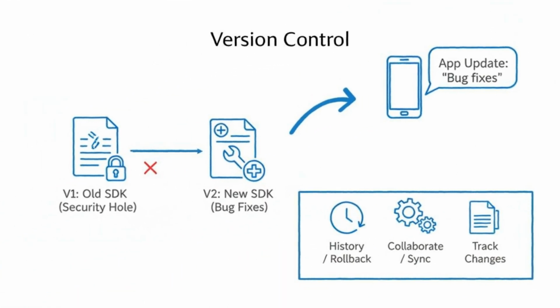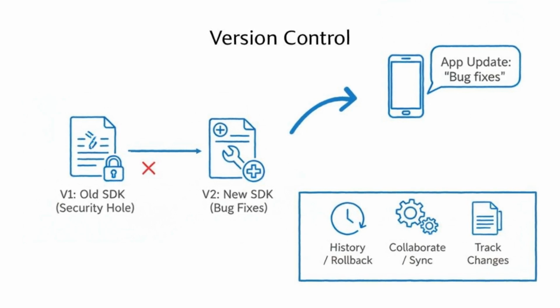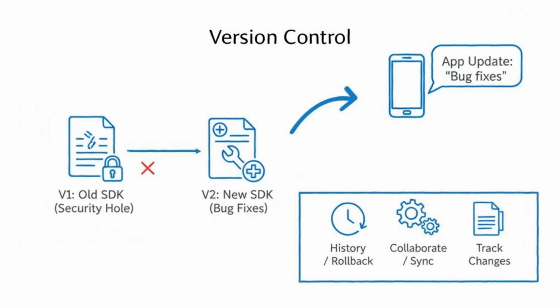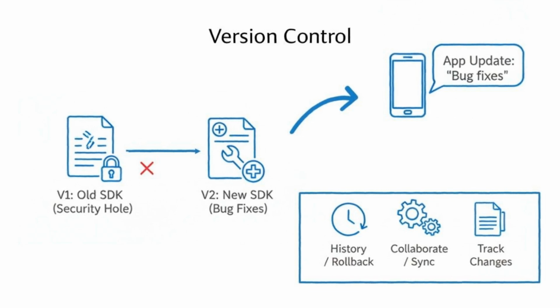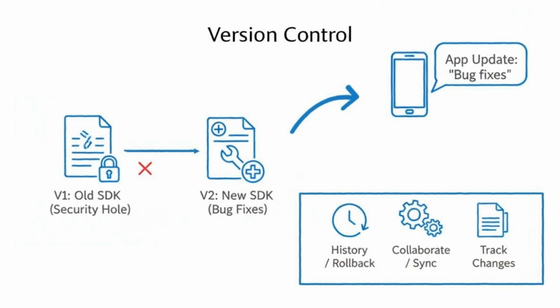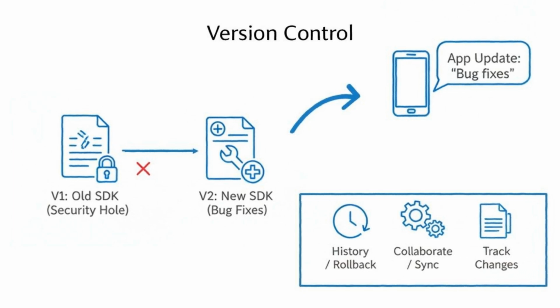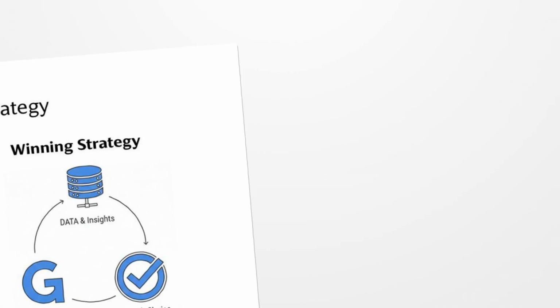Version control. Software isn't static. If a security hole is found, the company releases a new version of the SDK. Developers then update their app to the new version. This is why you see app updates that say bug fixes. Often, they just swapped out an old, rusty SDK for a shiny, secure new one.